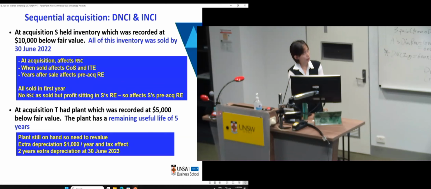Now, in addition to that, we got a plant, right? In the records of T Limited, recorded by T as 5,000 below its fair value. So the plant has a remaining useful life of 5 years and therefore is still in the records of the subsidiary, and we need to continue our RNC entries in the worksheet on 30 June 23. Okay. So prepare RNC entries to revalue the plant to its fair value. In addition to that, don't forget the depreciation adjustment.